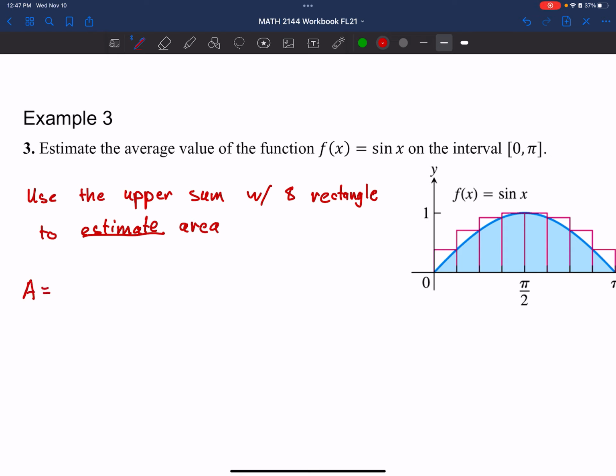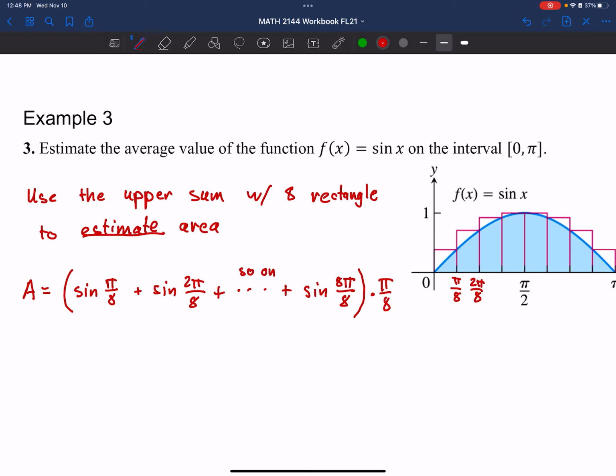So the area here, I went ahead and did this ahead of time, but realized that this would be pi over 8. This would be 2 pi over 8, and so on. So the area is going to be sine of pi over 8 plus sine of 2 pi over 8 plus so on, to sine of 8 pi over 8. And again, these are all equidistant, so I'm going to consider this being factored out as pi over 8. Let me give everyone a moment to write that and process what we did.